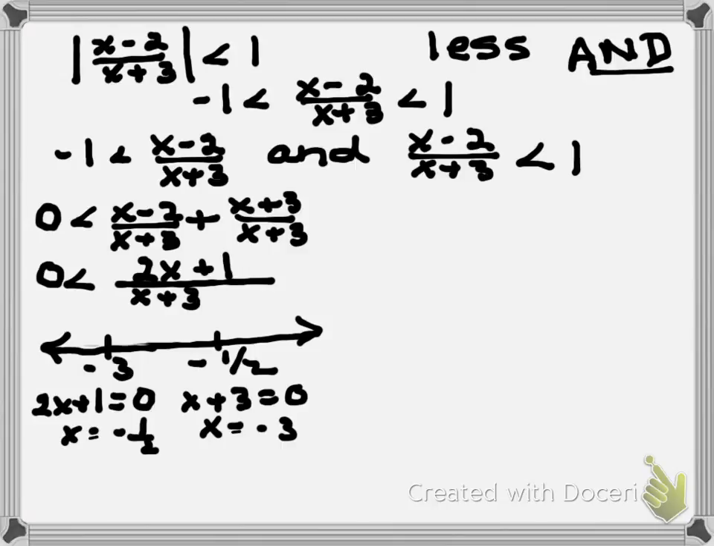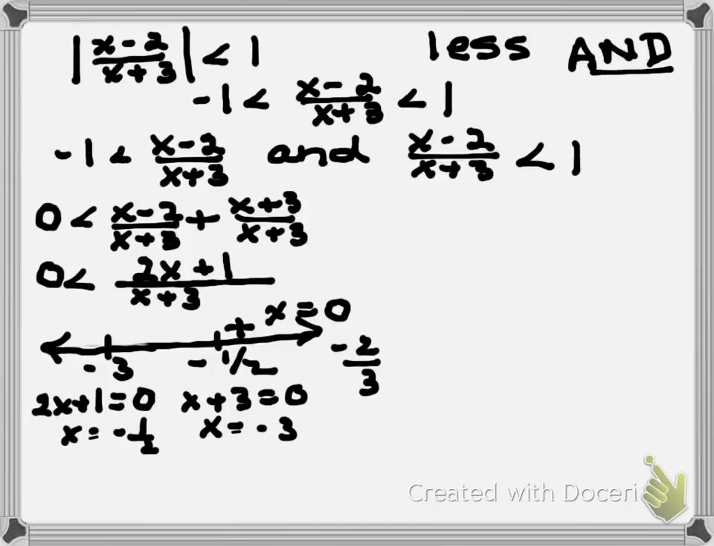Now, I want to test in each one of these 3 areas. So, at first I'm going to test this region over here, and the easiest to check is substitute in 0 into the original. So I have 0 minus 2 and 0 plus 3. I have a negative 2/3. And I want to know, is negative 1 less than negative 2/3? And it is. So this region works. I'm going to put a plus here that it works. Let's take the next region.